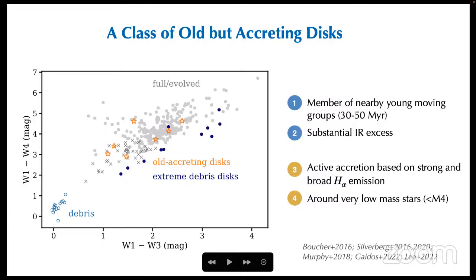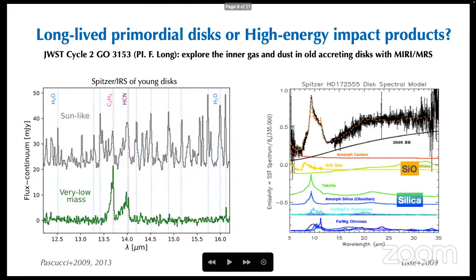For very low-mass stars, because of their weaker radiation field, their disks can indeed live longer. So another possibility is that they are indeed primordial disks that happen to persist much longer than we usually expected. So how can we distinguish the two scenarios? This is actually the main goal of my James Webb Cycle 2 program. With MIRI MIRS, we're going to explore the inner disk gas and dust properties and try to find out what's going on with them.